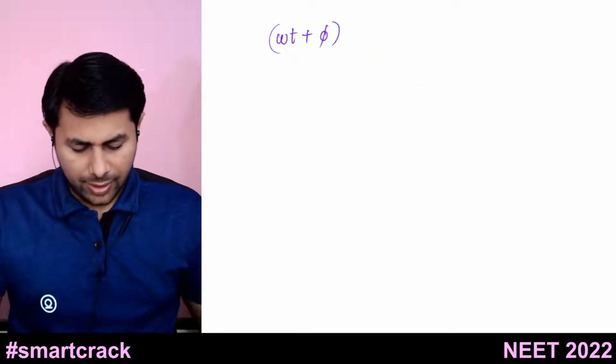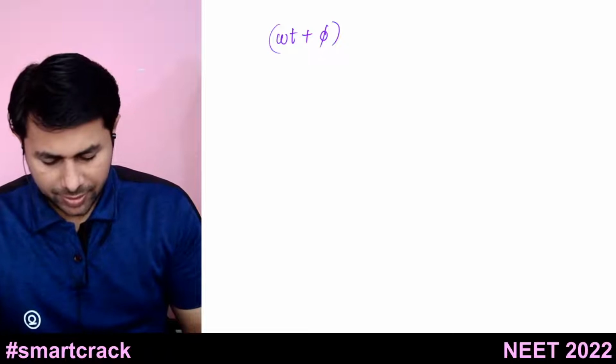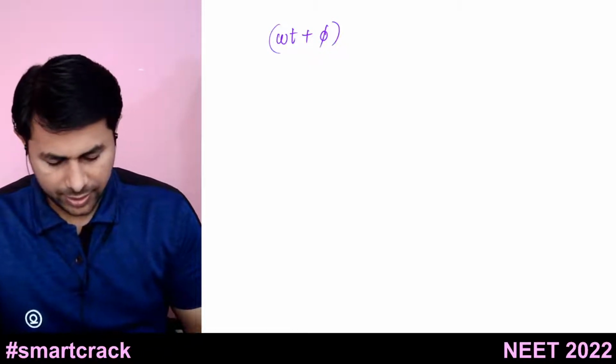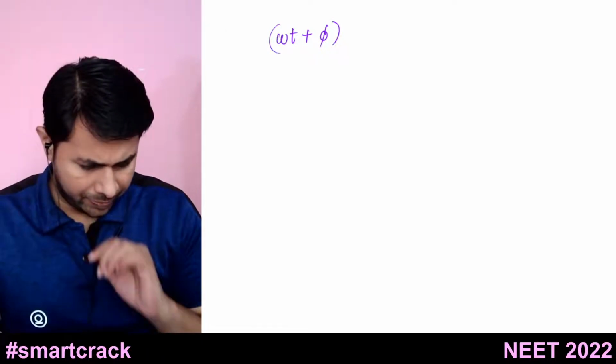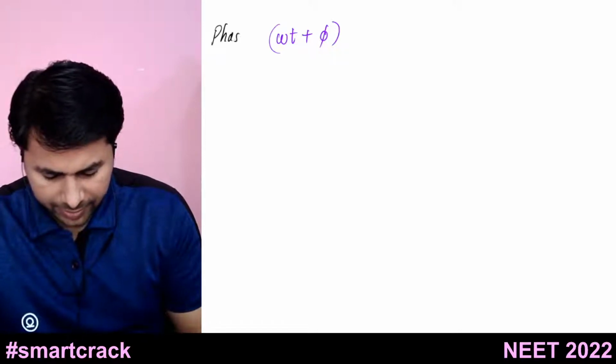So now if you substitute t equals to 0, so this is known as, I'm sorry, this is phase.